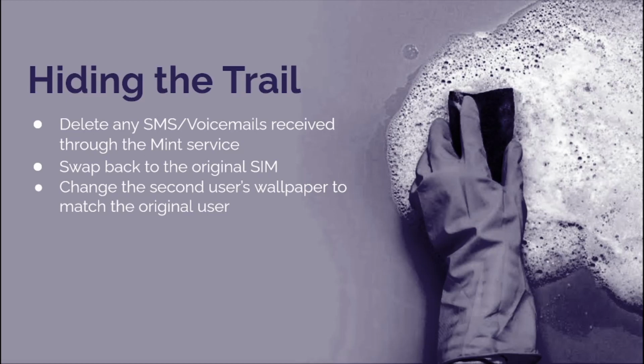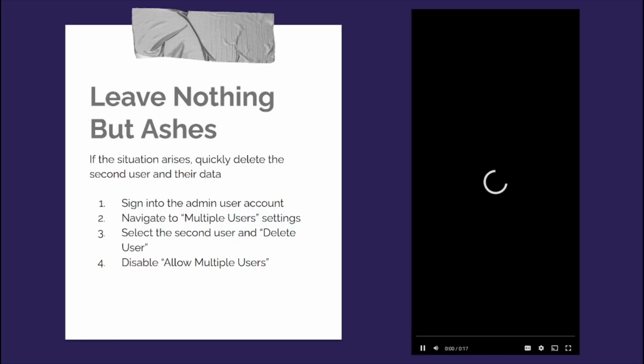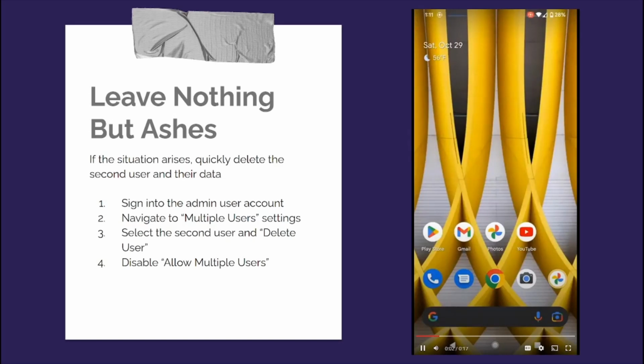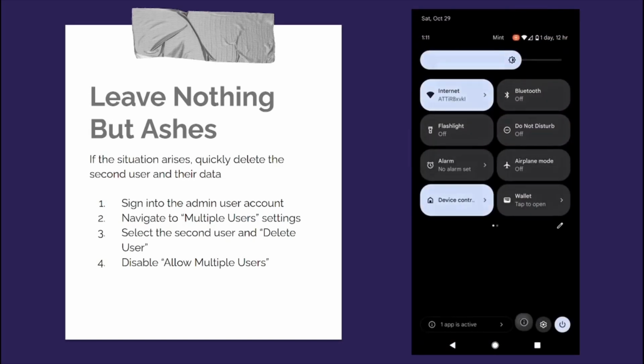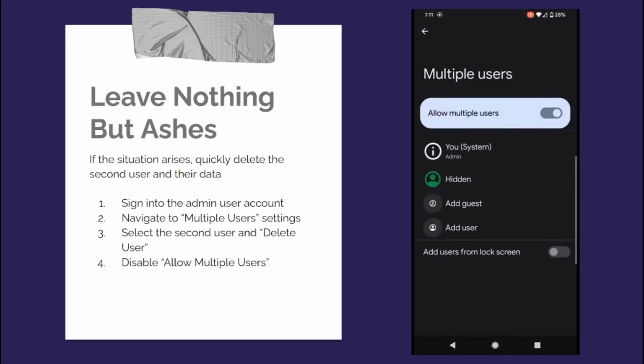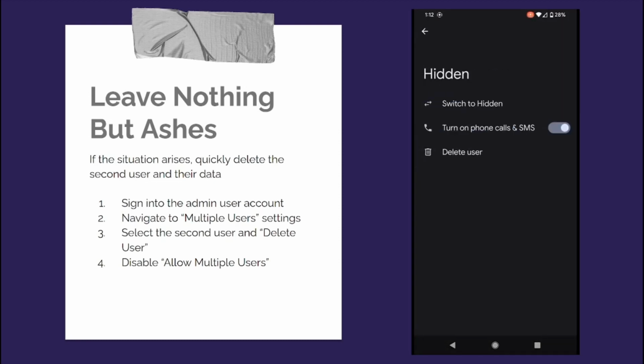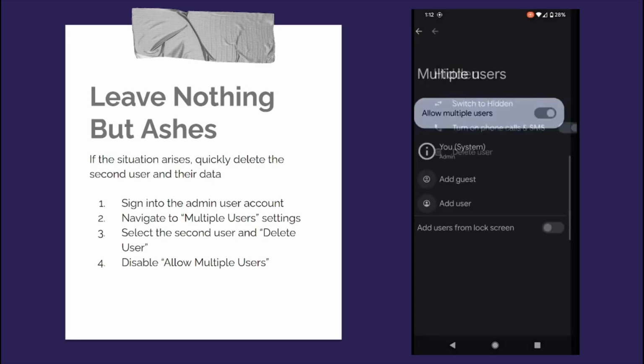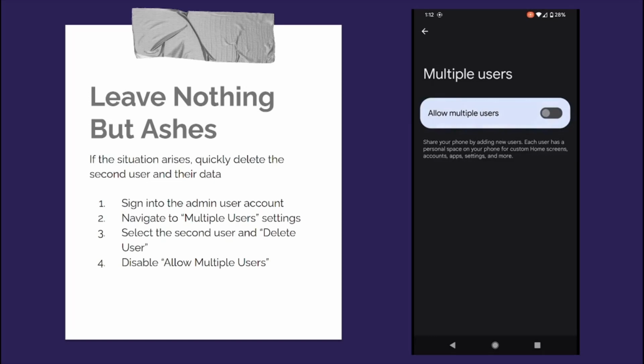Another trick you can do is you can change the second user's wallpaper to match your primary account. That way, someone won't notice you using your secondary account if they're shoulder surfing. So just a quick trick. And then, when it comes to deleting that secondary user, it's very quick. So here we're in our primary account, and we can just swipe down to get that settings panel. And right there, we're just gonna delete user and turn off allow multiple users.